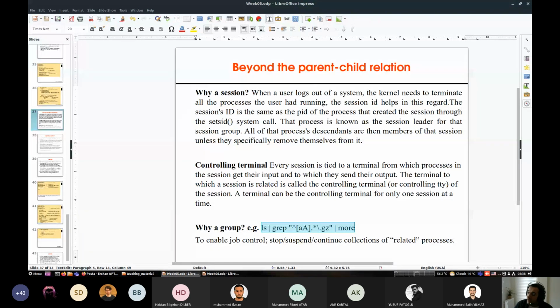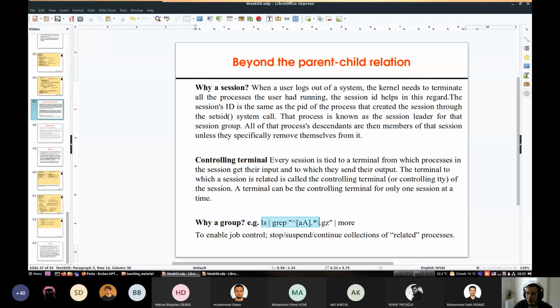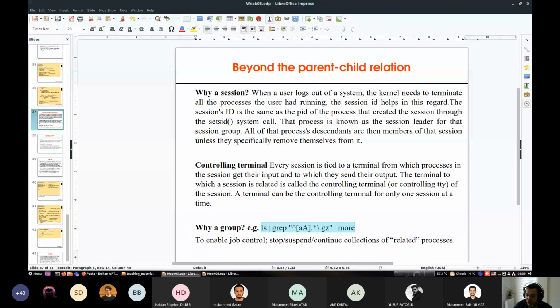So in order to cancel, for instance, with Control Z, Control C, in order to suspend or cancel more than one process. So if, for instance, I enter this command that you see on this slide, and if I try to cancel it, or if I try to suspend it, or continue it after having suspended it, I need to be able to target them with a signal, all of them.